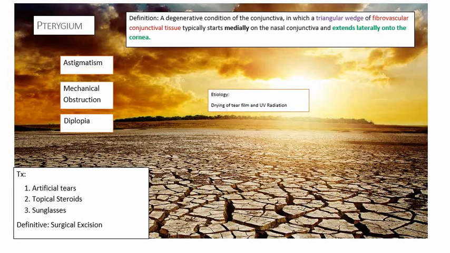That is, when the pterygium is small, the main concern is cosmetic. But as the pterygium extends laterally, it basically induces a condition called astigmatism. Astigmatism is basically a refractive error.